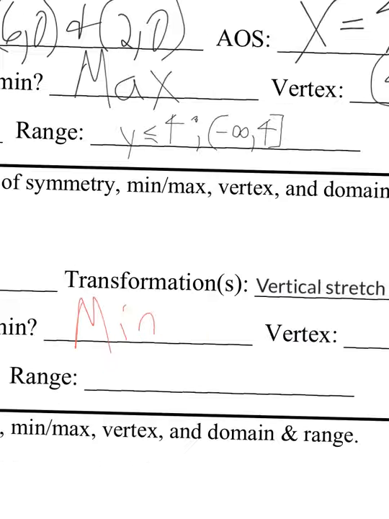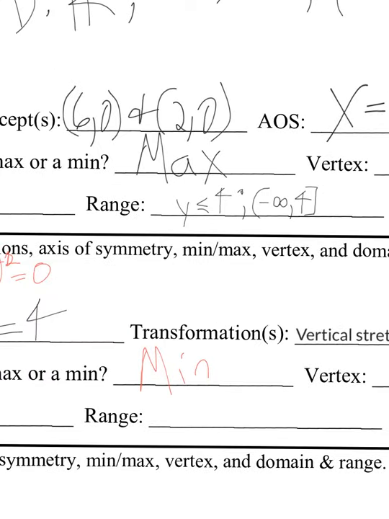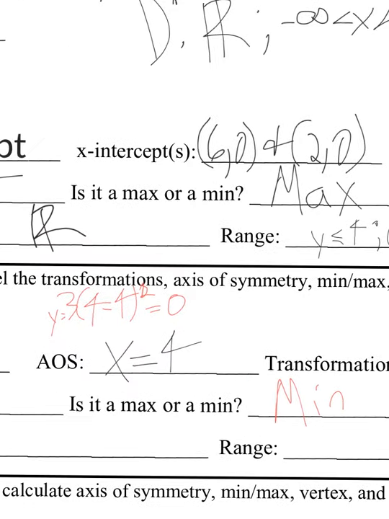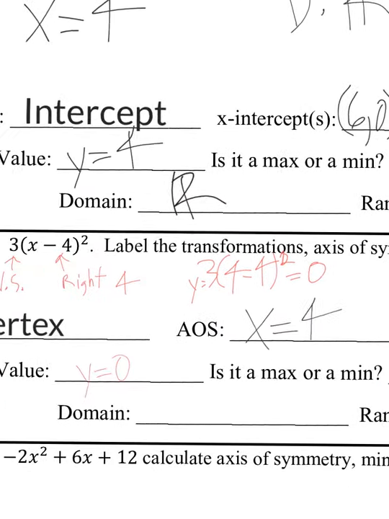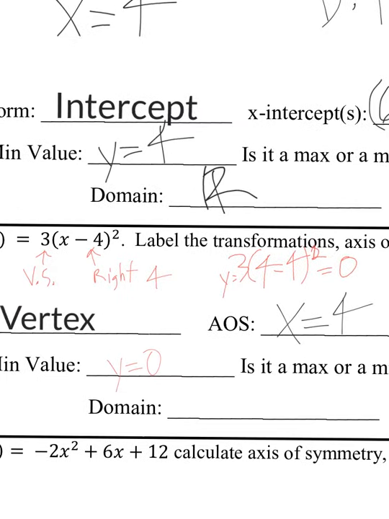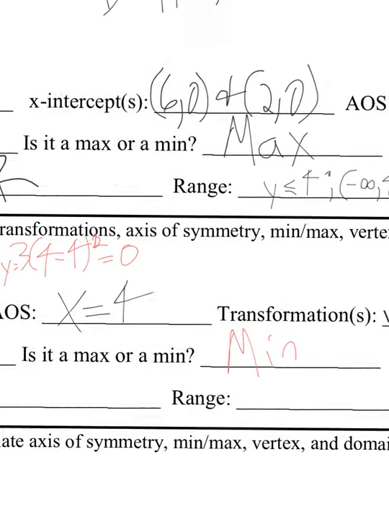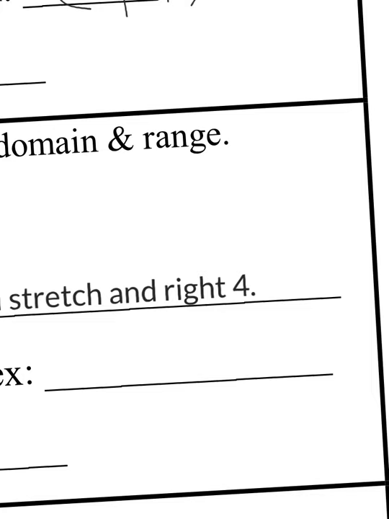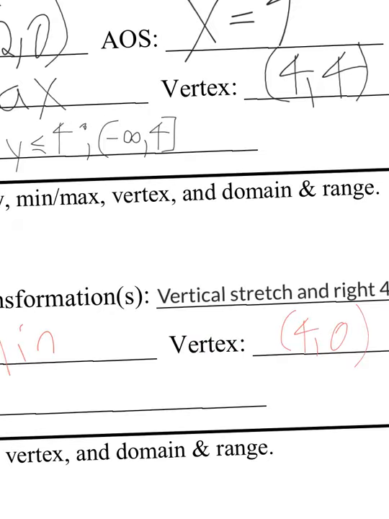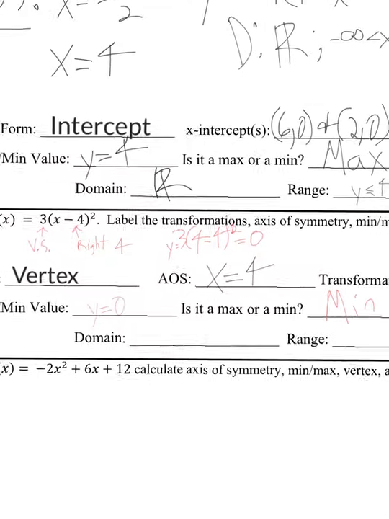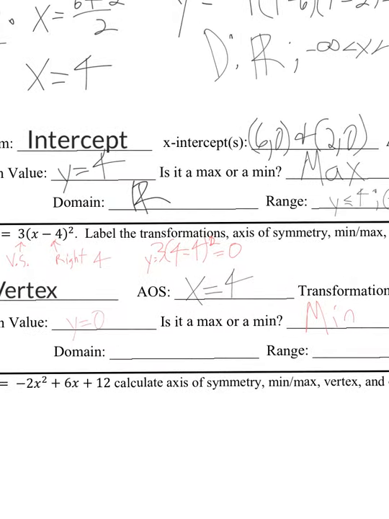So what's my vertex at? Again, this was in vertex form, as I explained for axis of symmetry and the minimum value. Your vertex is at 4, 0. All right, and I knew that just from looking at the equation. So I didn't actually have to show any work, but I did. It's notes. Why not? Okay, domain and range.